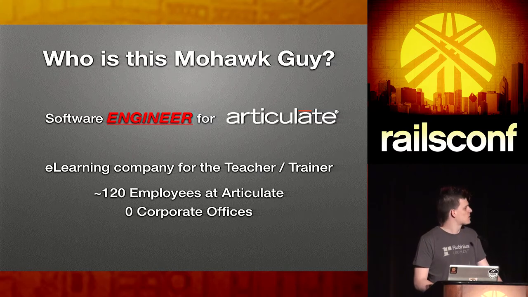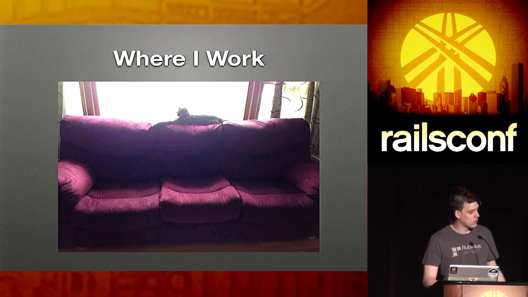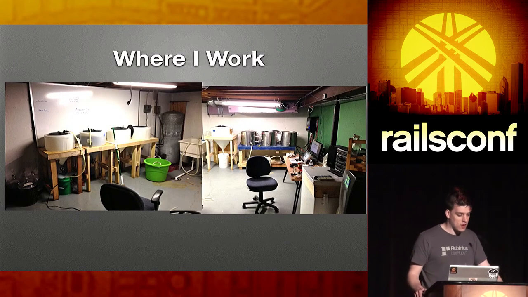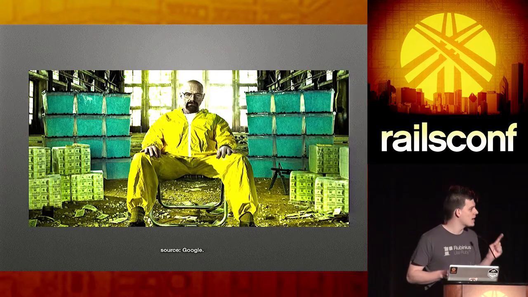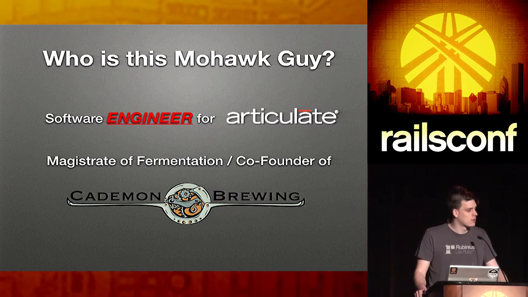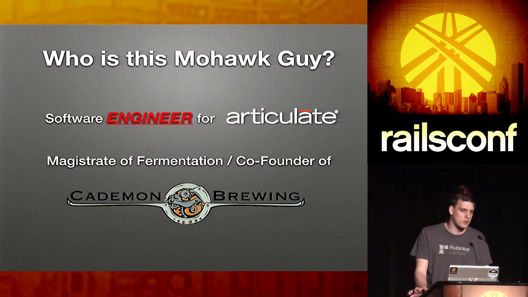But that causes some interesting things. So, for example, I work there. I sometimes work there with my two children. I have to throw them in because they're cute and it has to compensate for my talk. But sometimes I also work here. And now, before you ask, no, I am not Breaking Bad. Instead, in addition to being a software engineer for Articulate, I am also the magistrate of fermentation and co-founder of Cataman Brewing Company, a new brewery outside of Chicago. Magistrate of fermentation is there because I thought brewmaster was just a little too formal.